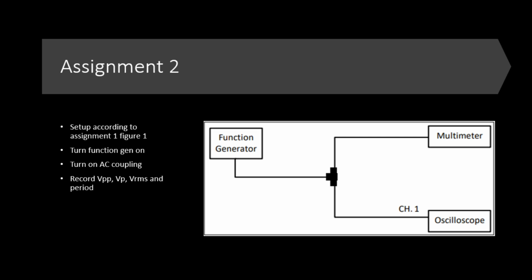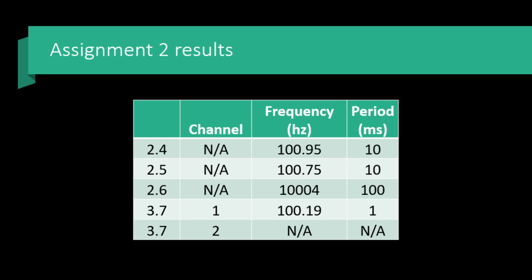So assignment 2 was to actually start recording data. We would set it up with the function generator attached to a T connector, going to the multimeter and the oscilloscope. Turn the function generator on, turn AC coupling on the oscilloscope, and then record the voltage peak to peak, voltage peak, and voltage RMS and period of the settings. Here are the results that were gotten from this. The channel is listed because the channel was recording two separate things on the oscilloscope. The frequency is listed there, and the period as well.